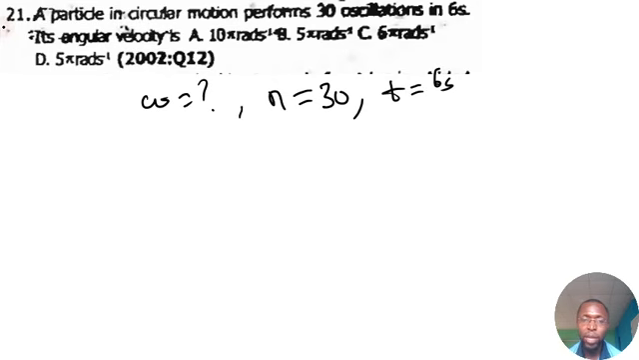Let us take one more question. Look at this question here. It said a particle in circular motion performs 30 oscillations in 6 seconds. Its angular velocity is what? So we have to find angular velocity, it is unknown. Performs 30 oscillations, that means our n, number of oscillations, is 30. Then the time it took is 6 seconds. We have to find this.